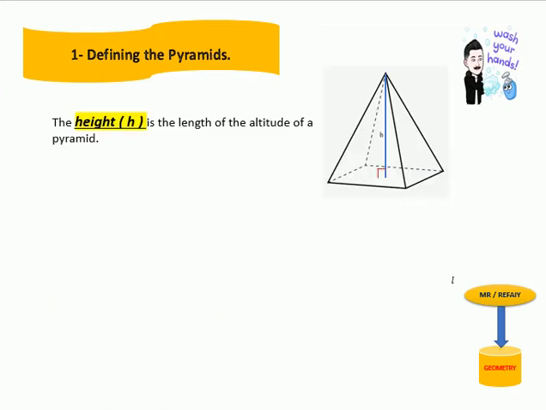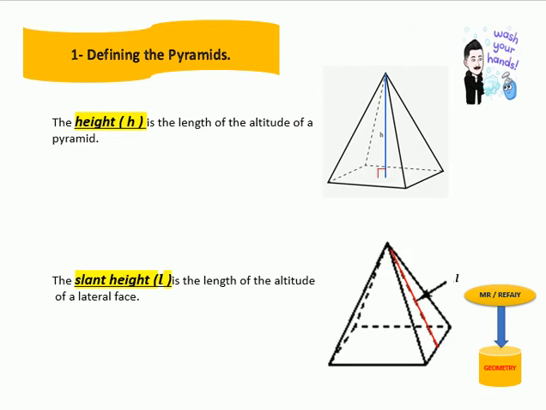The height, h. The height is the length of the altitude of the pyramid. So here, this line, the blue one, is the height of the pyramid. And the height of the pyramid joins the vertex of the pyramid to the midpoint of the base. This is the height, h.